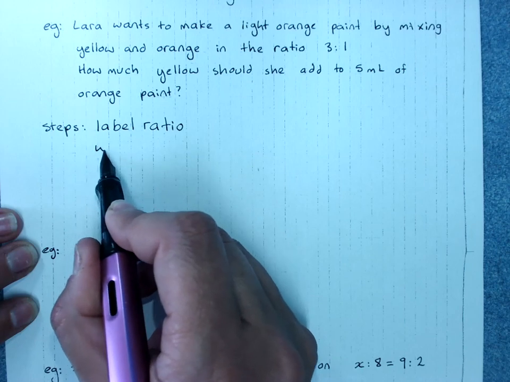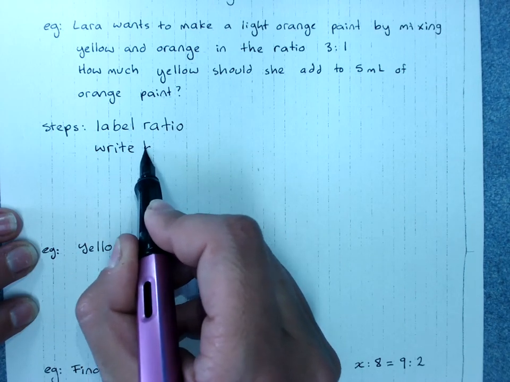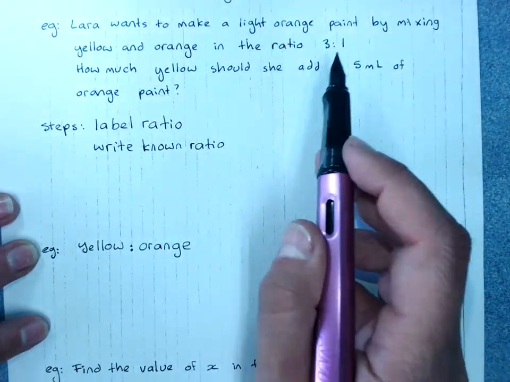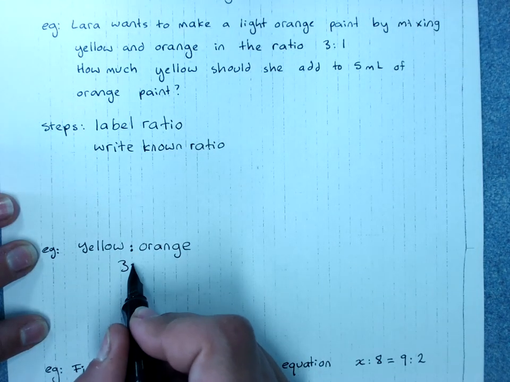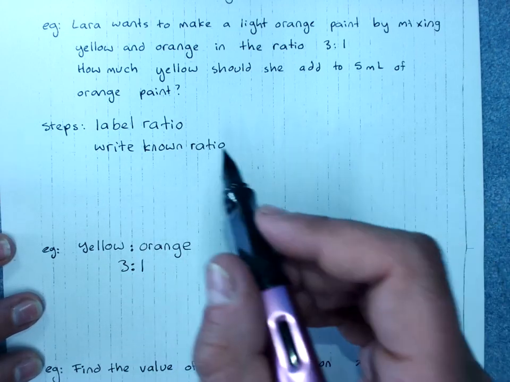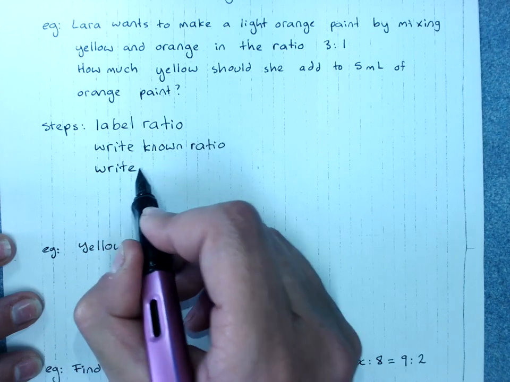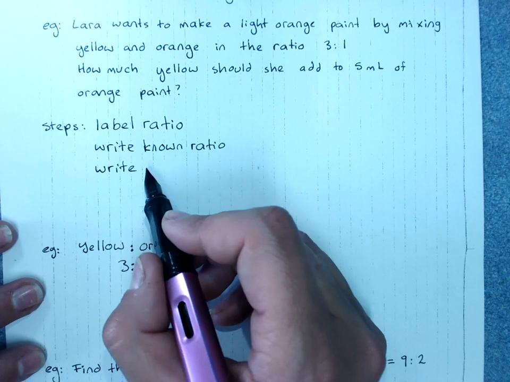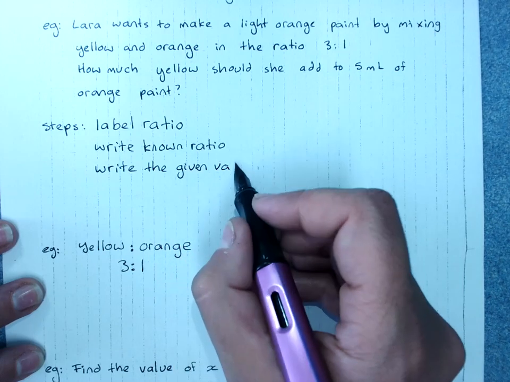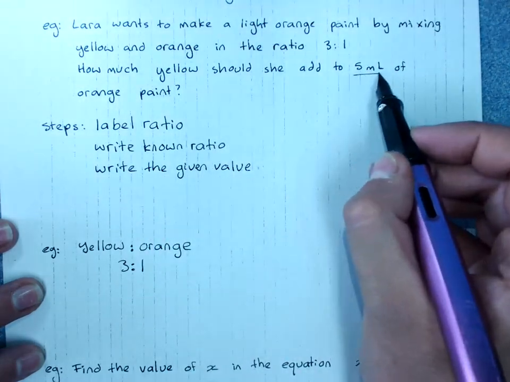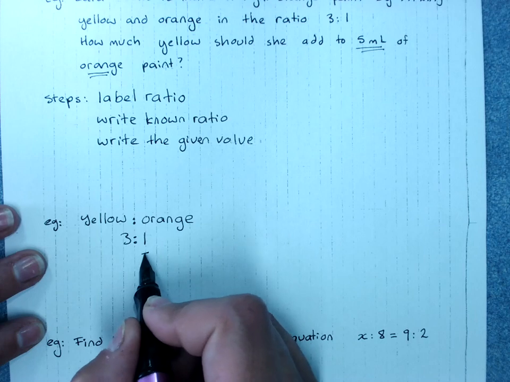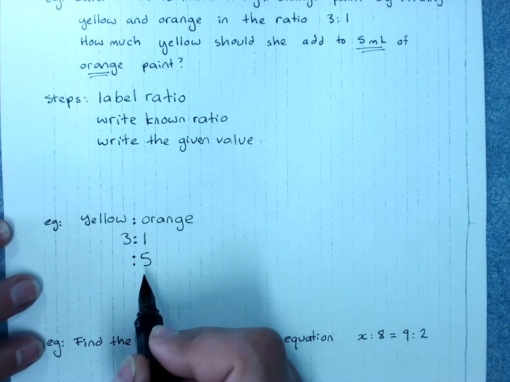Step 2 is to write the ratio that we know. It's in the ratio of 3:1, so underneath we write 3:1, and that's how we learnt to write ratios. We label it, we write the ratio underneath. Then we write the information that we have, the value that we've been given. And we write it under the correct side. So we've been given 5 mils of orange paint. Underneath orange, we write 5. That's going to become part of the new ratio.